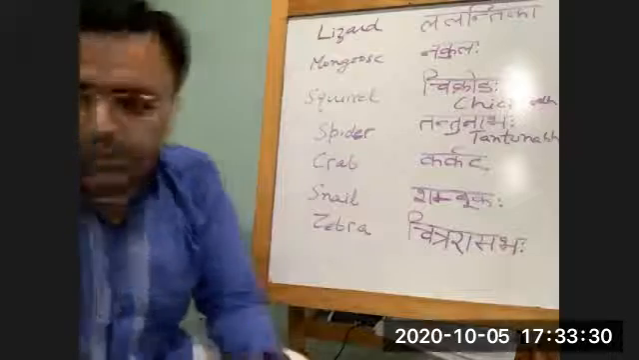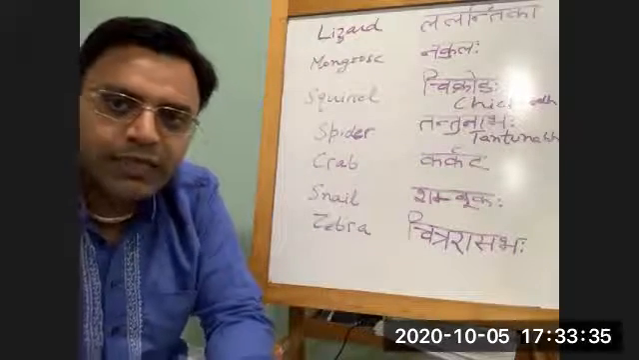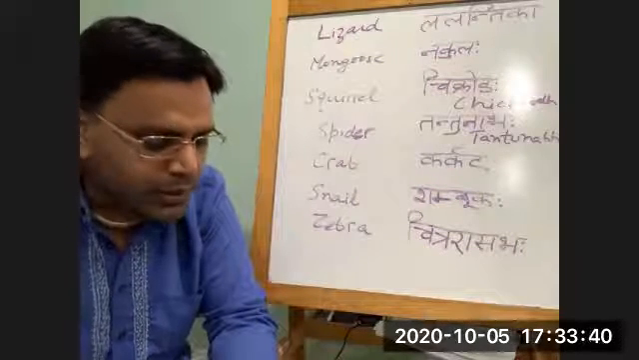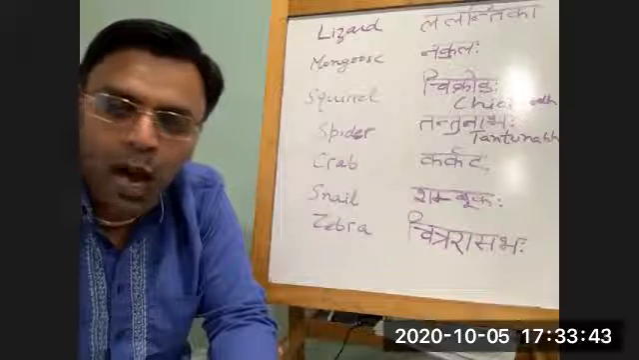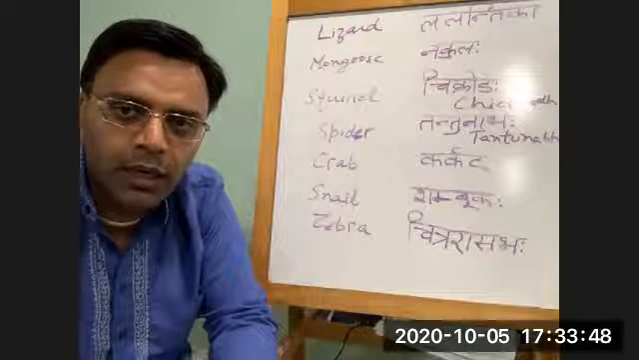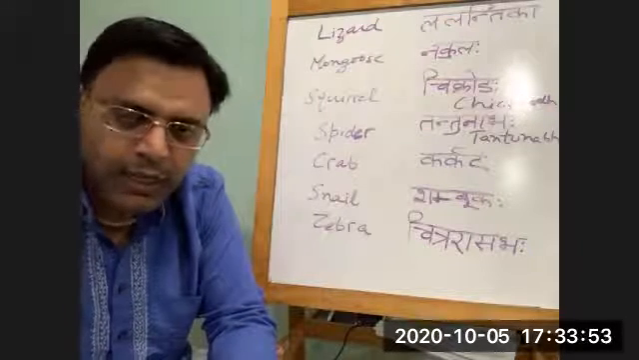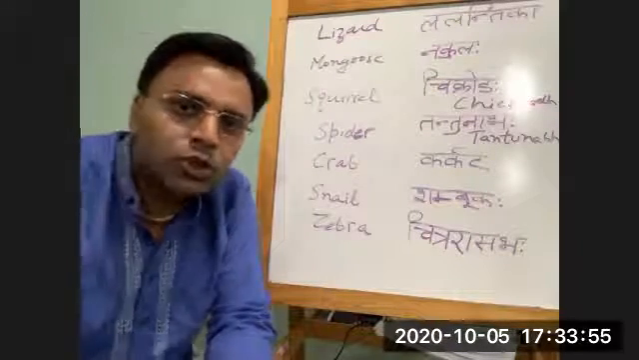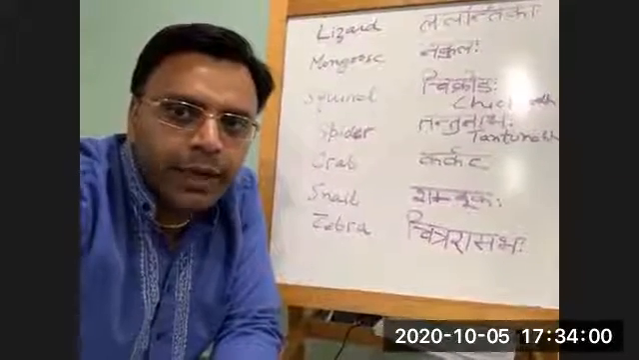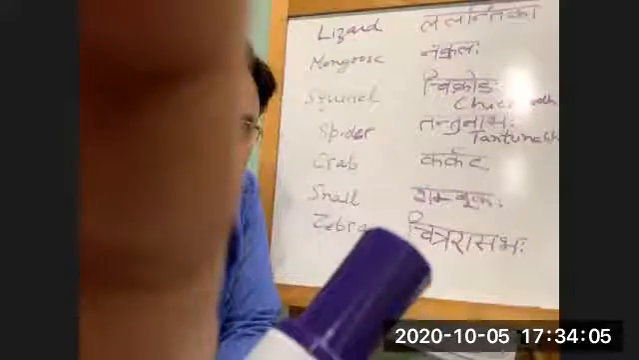Somebody reminded about the hippopotamus and rhinoceros that we did last time. So anybody remember what they are called? The hippopotamus is called Shunda and the rhinoceros is called Gandhakah. Okay, so rhinoceros, Gandhakah, hippopotamus, Shunda. Anybody else has any question or can I move forward? You can ask other questions later at the end.